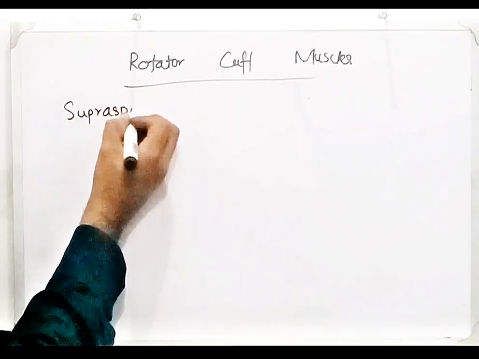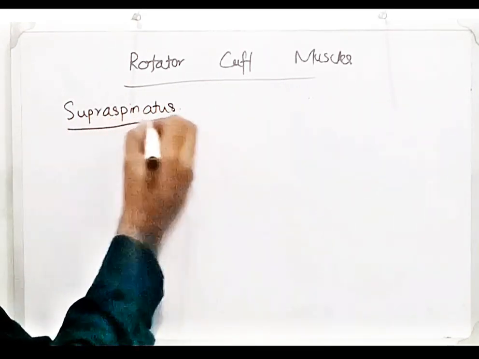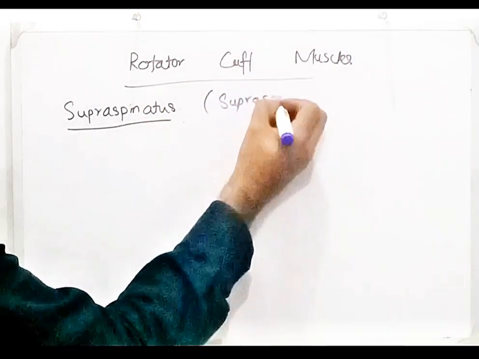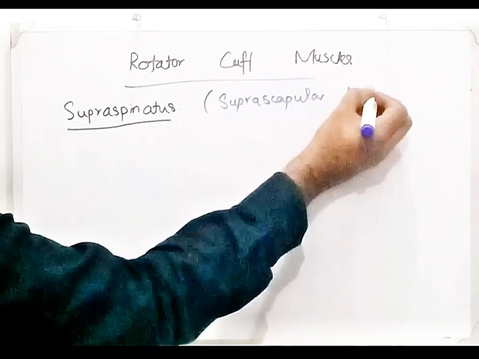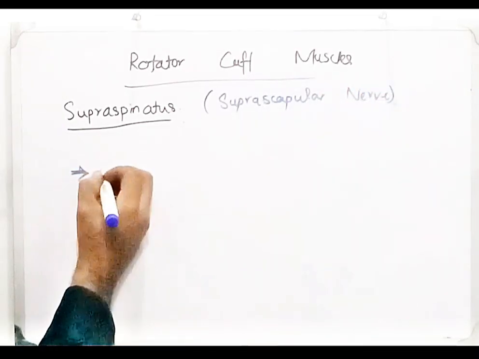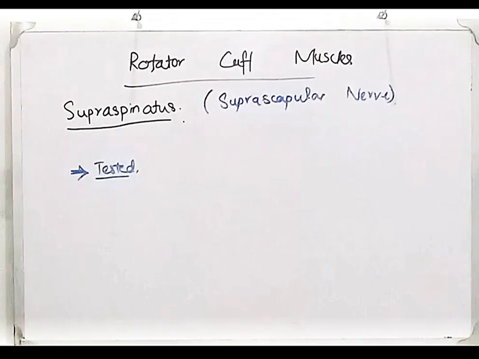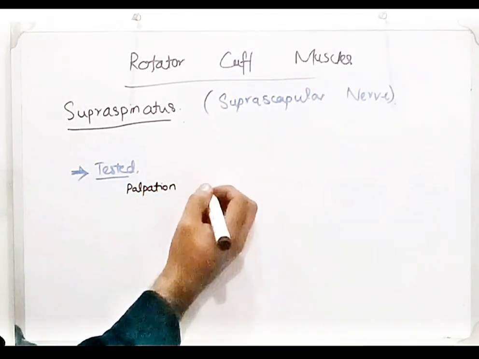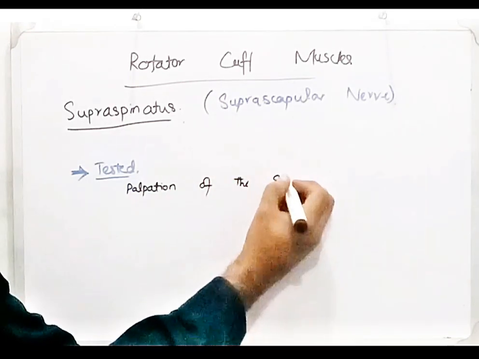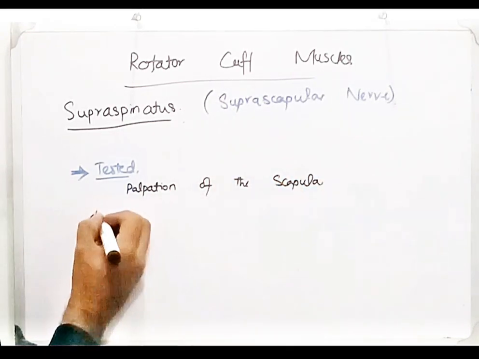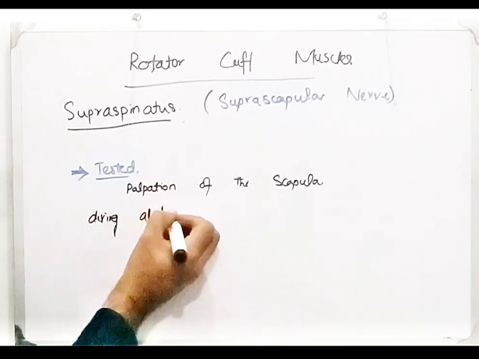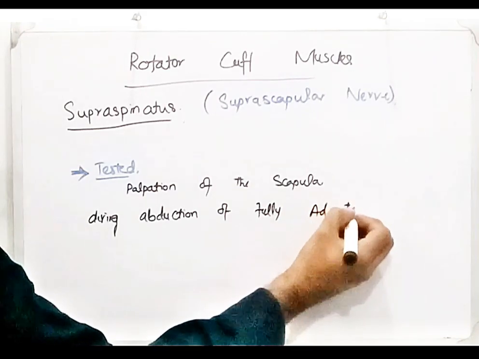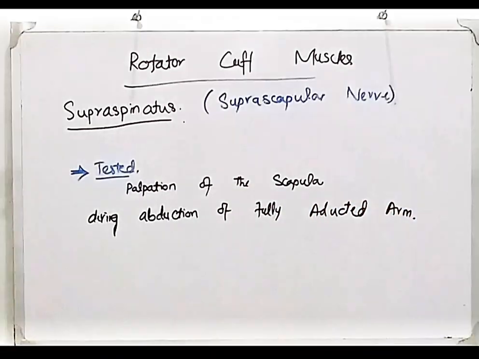Now, talking about their function and how they're tested, the supraspinatus muscle. The supraspinatus muscle is supplied by the suprascapular nerve. It is majorly involved in moving the arm, helping the deltoid muscle in abduction. It is tested by palpation of the spine of the scapula during abduction of the arm after fully adducted arm. First, we will fully adduct the arm and then we will undergo abduction of the arm.